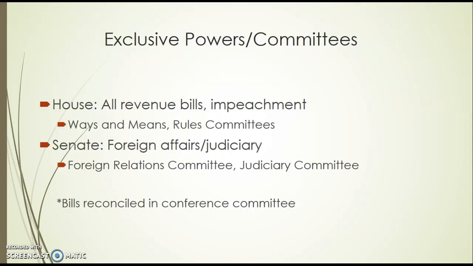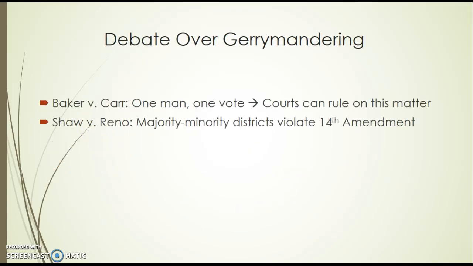It's also important to note that you have a Speaker of the House, as opposed to the Senate, where you have a Senate Majority Leader. And in the Senate, they are unique in their role with Foreign Relations and Judiciary. If you serve on either of these committees, it's important to note that you are a much more prestigious member, because remember, they have confirmation power in judicial appointments, as well as ratifying treaties, etc. Keep in mind that when the House and the Senate pass a bill and they have to reconcile it, this happens in your conference committees.